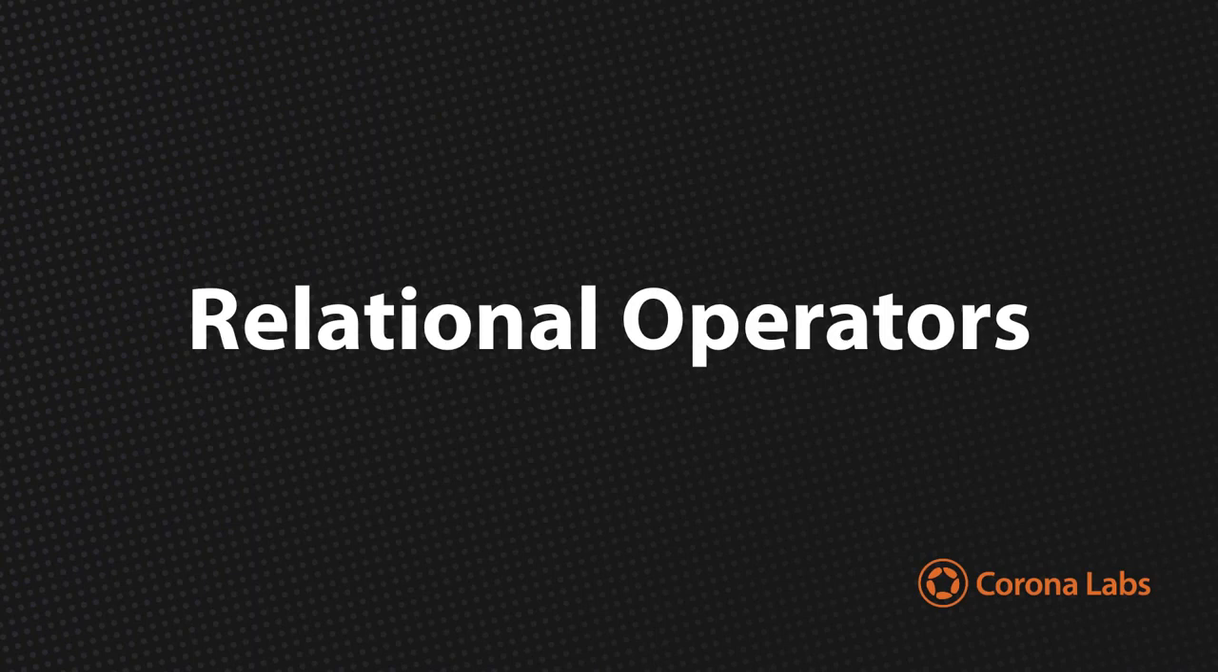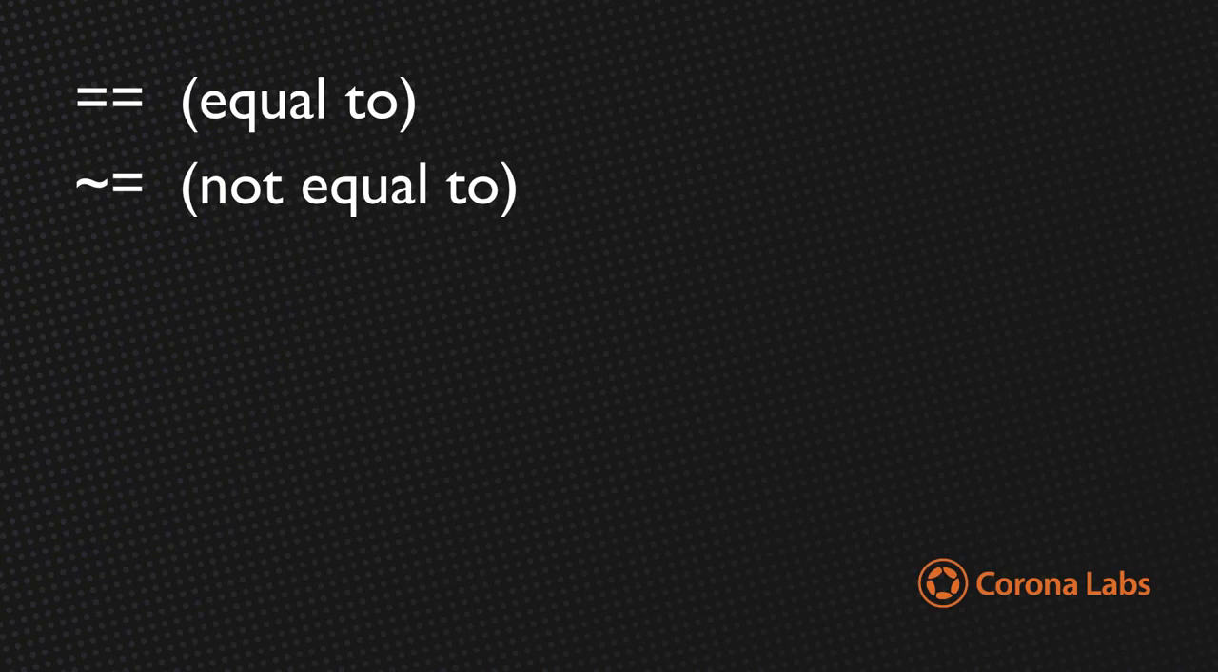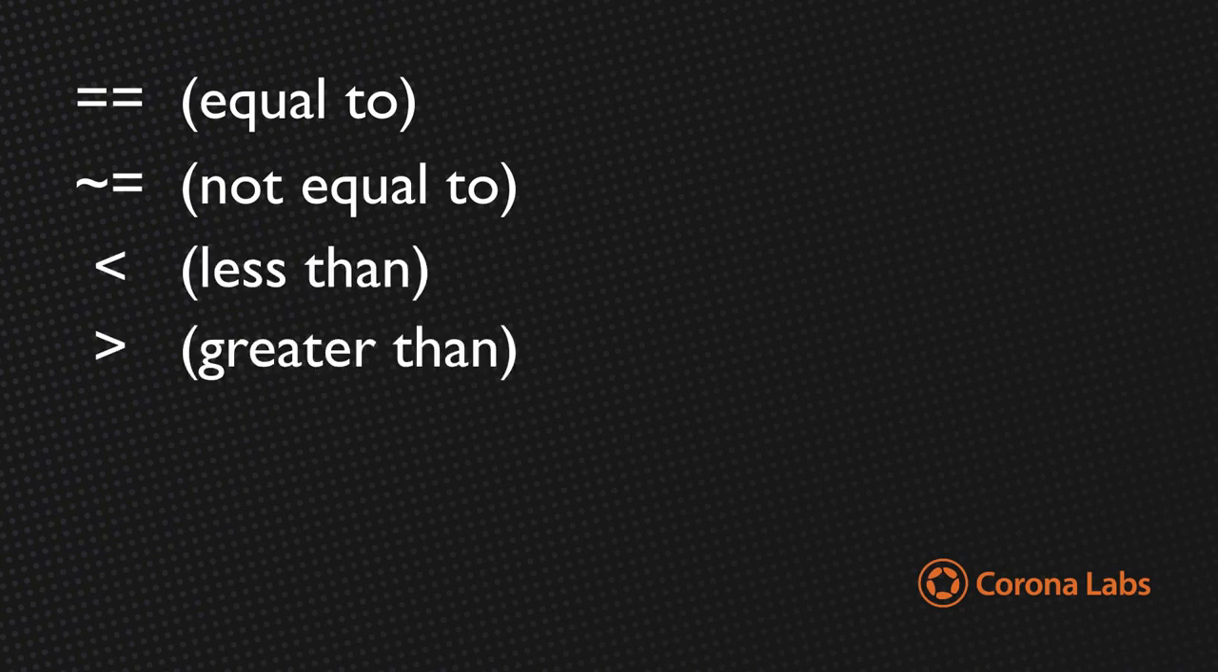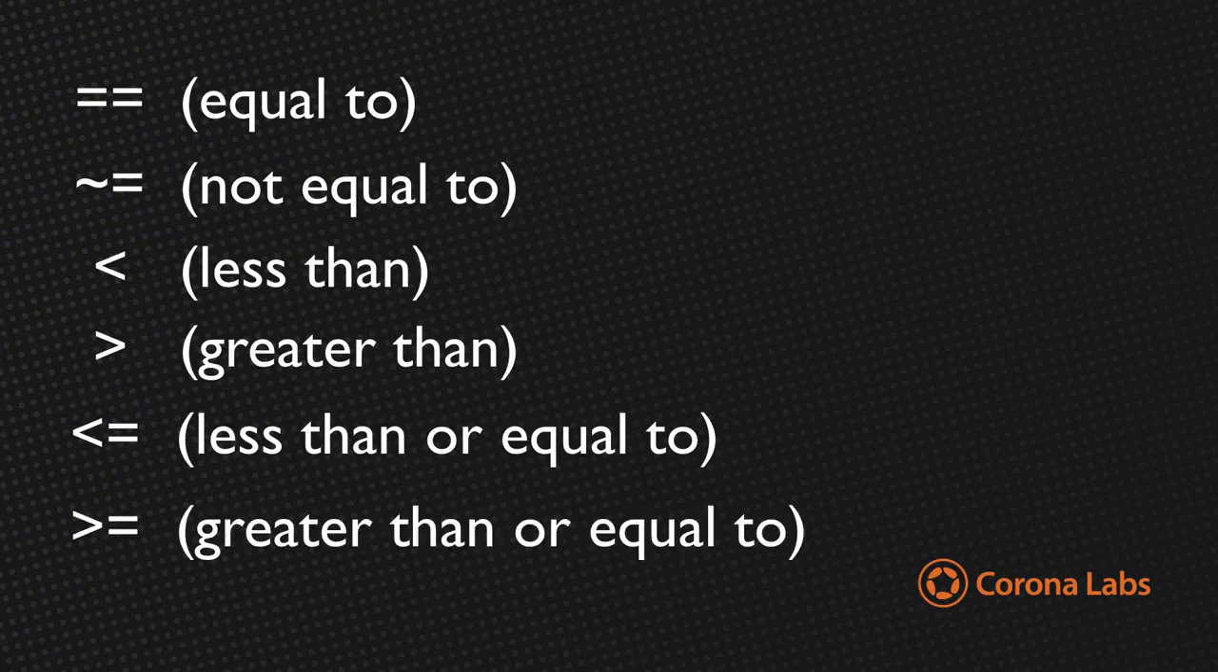Before we discuss more advanced conditional statements, let's review the relational operators in Lua. Almost all conditional statements require an operator to compare one variable or value against another. In Lua, these operators are as follows. Equal to, tilde equal is not equal to, less than, greater than, less than or equal to, greater than or equal to. The first two of these, equal to, and tilde equal or not equal to, can be used to compare essentially any variable or value type against another.